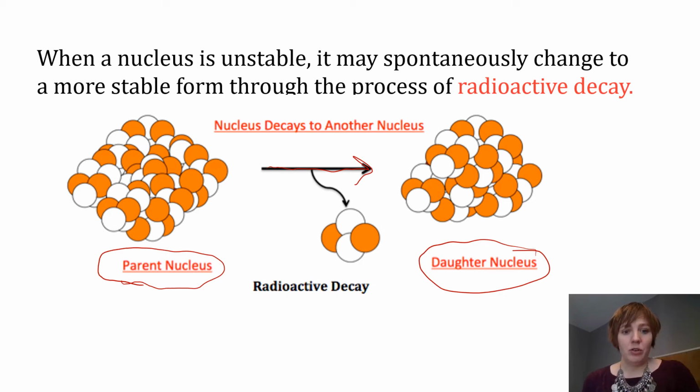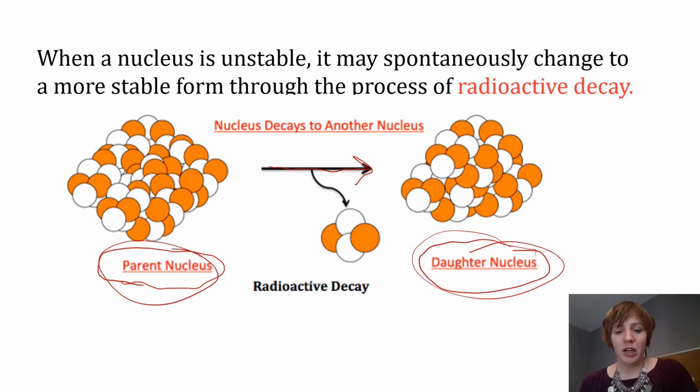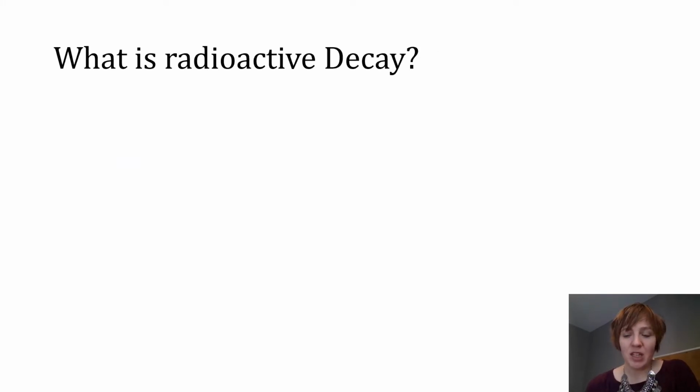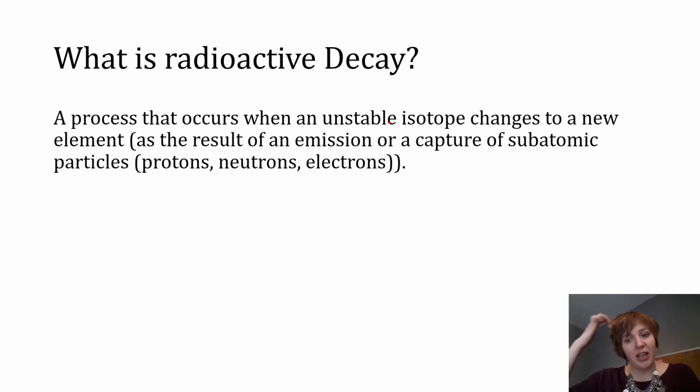So in order to go from a parent to a daughter, you have to emit or absorb some subatomic particles there. So you're actually physically going to be changing the number of protons and or neutrons inside of that nucleus. So just to restate, what is radioactive decay? It is a process that occurs when an unstable isotope changes into a new, more stable form as a result of an emission or a capture of subatomic particles. We're talking about protons, neutrons, and electrons.